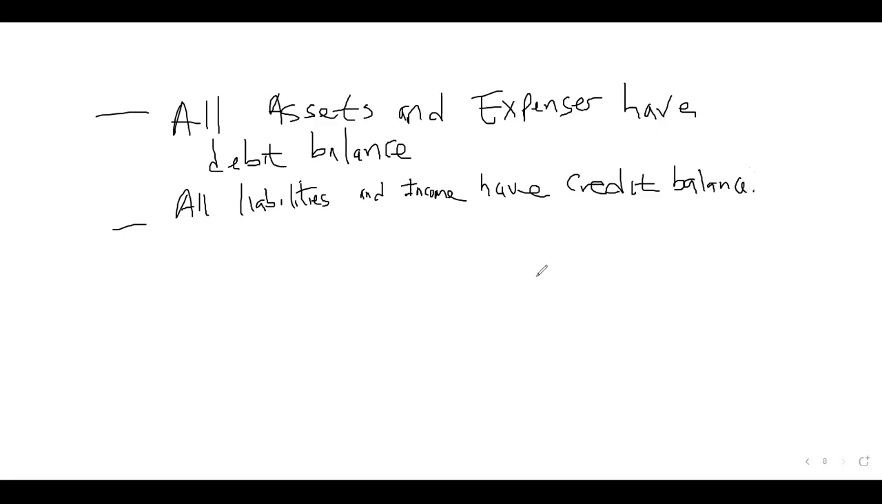So this is about what goes on. All assets and expenses have a debit balance. Then on the second aspect, all liabilities and income have a credit balance. So you're supposed to know which ones have a credit balance and which ones have a debit balance. This is just about what goes on as we look at this kind of accounting. We are not supposed to finish this course in a day.